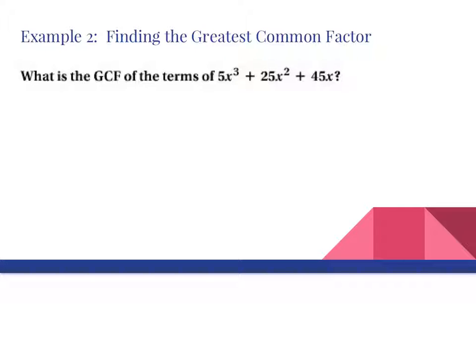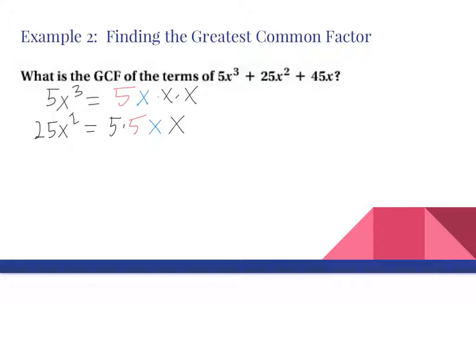So I'm going to break 5x cubed down. And that will equal 5 times x times x times x. And then 25x squared, again using the color coordination here, is going to be 5 times 5 is 25, times x times x.